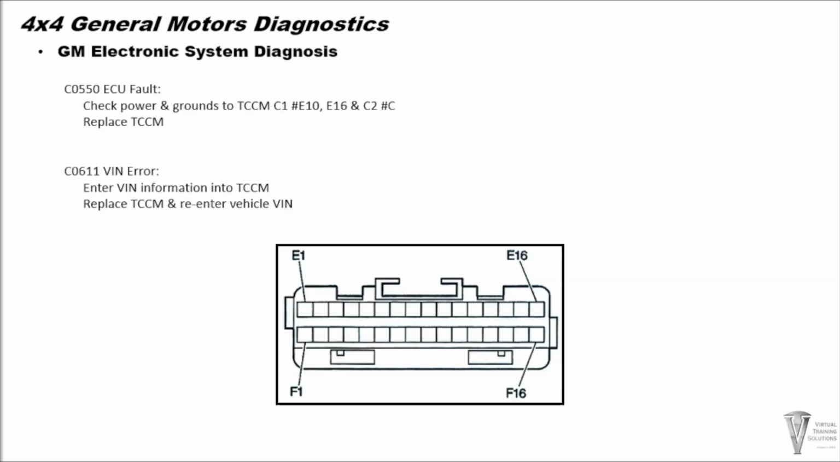For C0550 ECU fault and C0611 VIN error, these codes are set because the transfer case control module suspects an internal failure or the transfer case control module has a VIN recognition problem. Check the power and ground circuits going to the transfer case control module. If code C0550 returns, General Motors recommends replacing the transfer case control module. If code C0611 returns, the VIN must be entered into the transfer case control module for your specific vehicle. If the C0611 returns again, General Motors recommends replacing the transfer case control module and re-entering the vehicle's VIN number. This should take care of that code.